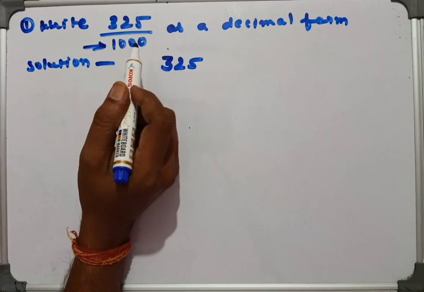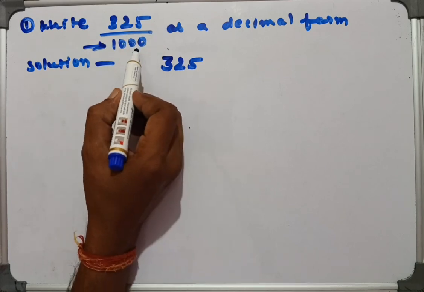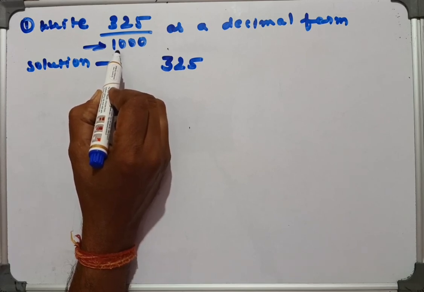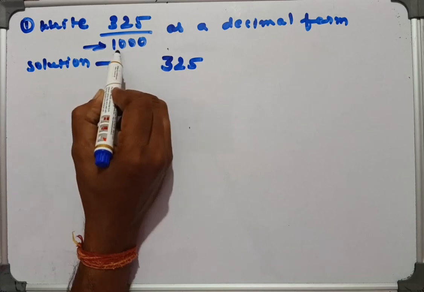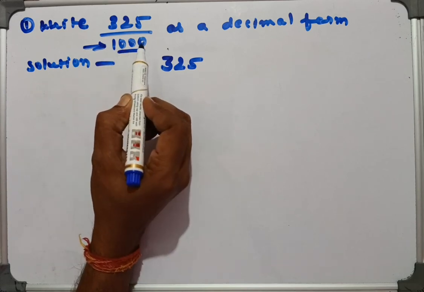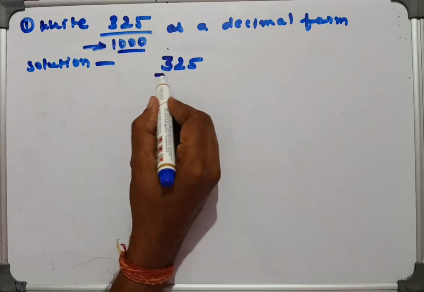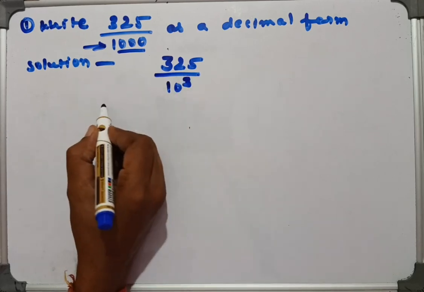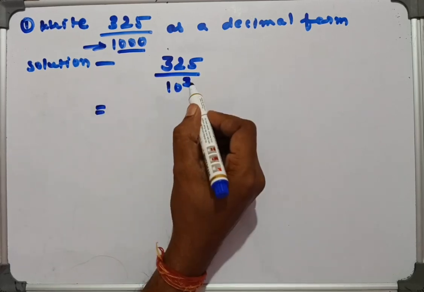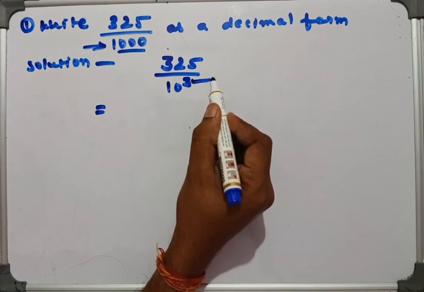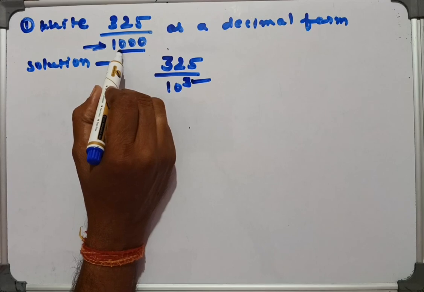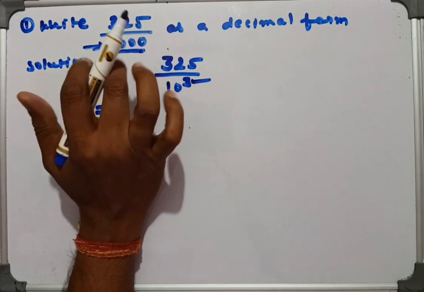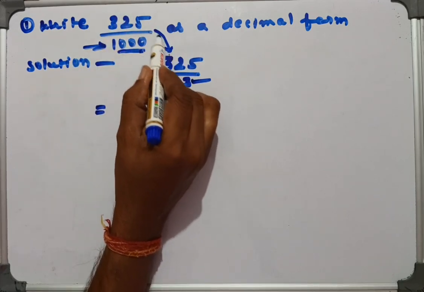So what will you do? You just count how many zeros are in 1000. There are 3 zeros, so you can write this number as a power of 10 also. See, here the power is 3, or you can say the zeros are also 3 here. So both the numbers are the same.